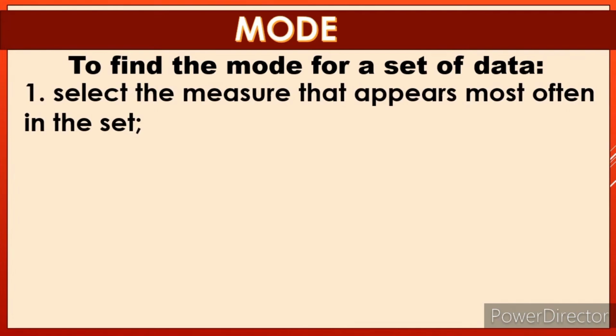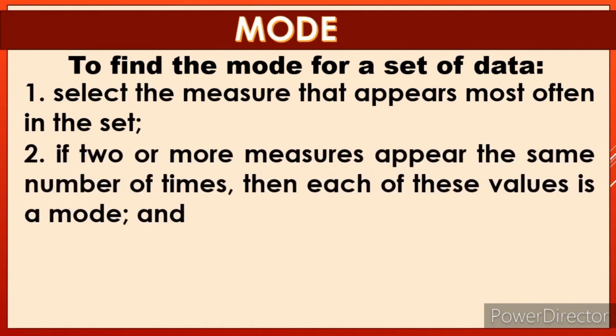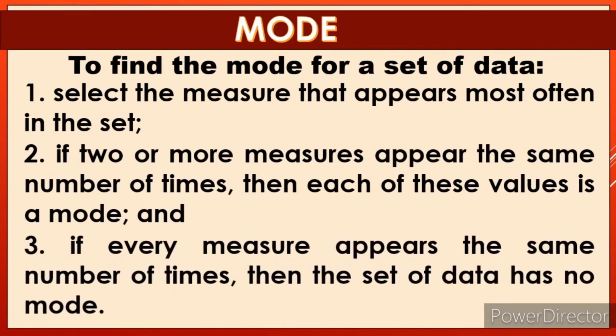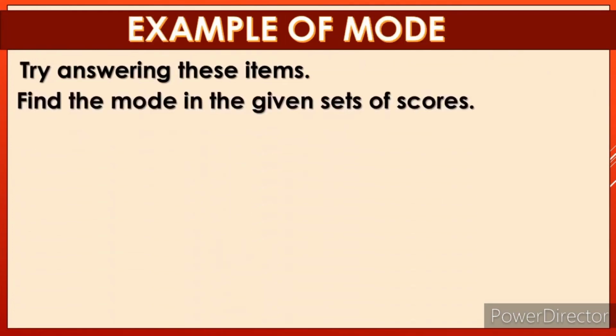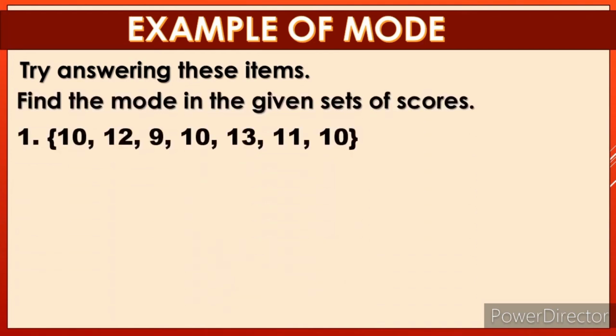First, select the measure that appears most often in the set. Second, if two or more measures appear the same number of times, then each of these values is a mode. Number 3, if every measure appears the same number of times, then the set of data has no mode. Let's have example number 1. So try answering these items. Find the mode in the given set of scores.